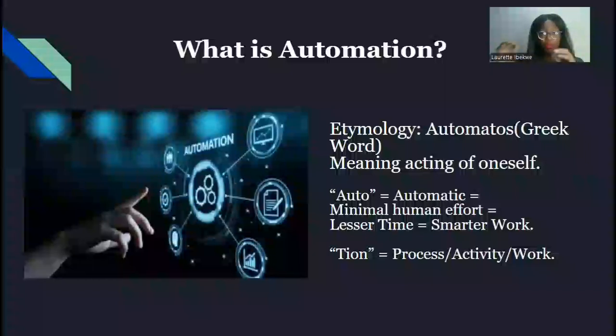For you to build automation, this really helps because you need to actually know what an automation is. You can't build something that you don't even know. So automation is basically making a process, an activity, or a work act on itself. And when you're making it act on itself, you're reducing human effort to the minimum possible. And you're making this work smarter, especially when it's repetitive tasks, and you're spending less time.